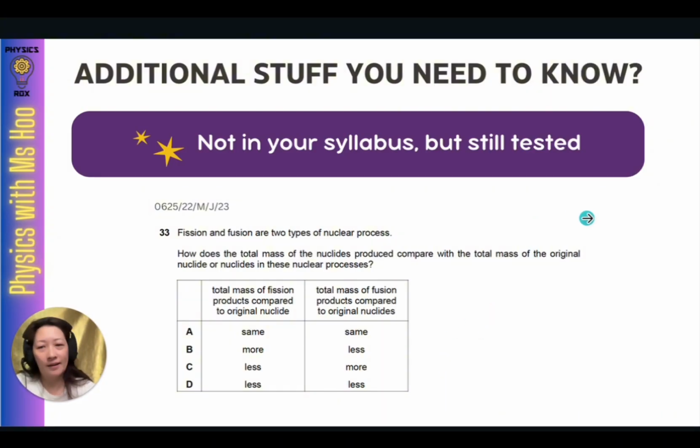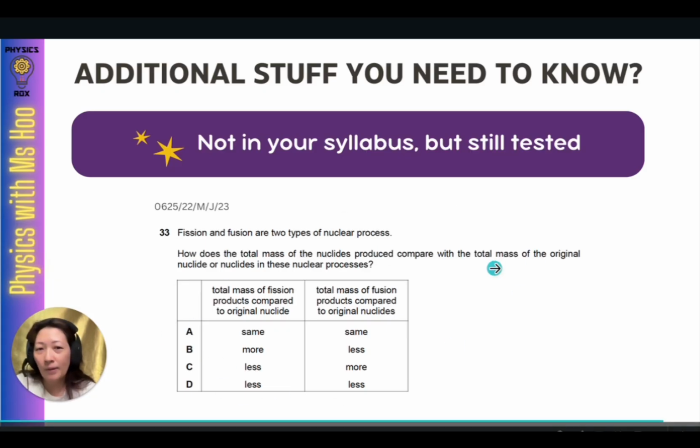So the question goes like this. Fission and fusion are two types of nuclear process. How does the total mass of the nuclides produced compare with the total mass of the original nuclide or nuclides in these nuclear processes? So comparing the total mass of fission products to the original, as well as the total mass of fusion products compared to the original, are they the same? Are they more or less?